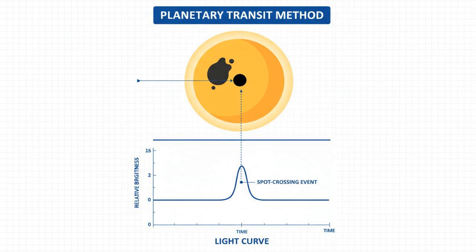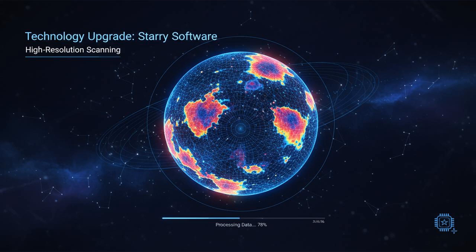This spot crossing event is a fingerprint. It contains a wealth of information. The exact moment the bump occurs tells us the longitude of the spot on the star. The duration of the bump tells us the physical size of the spot. And the height of the bump tells us the temperature contrast relative to the rest of the star. By observing multiple transits, we can watch these bumps move.